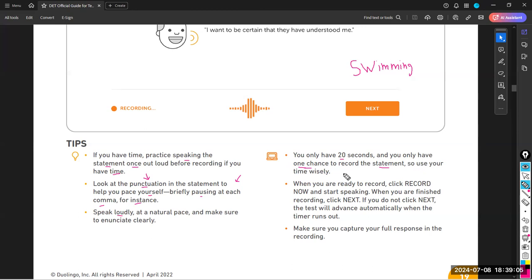So please be careful. When you're ready to record yourself saying the statement or the sentence, you have to push record and start speaking. When you have finished the recording, you have to, as I told you, press or click next, just to go to the next statement or sentence. If you don't click next, the test will advance automatically when the time is up. So make sure to capture your full response in the recording, please.